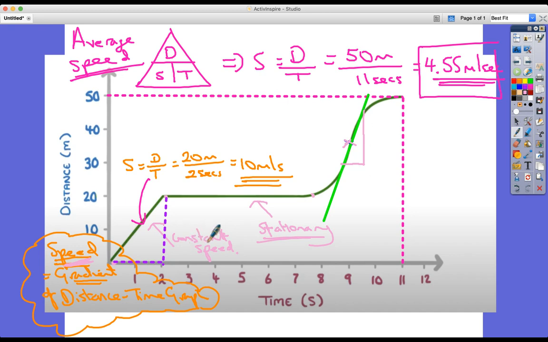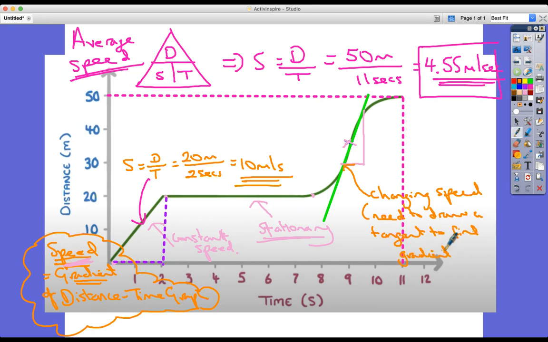When it comes to that, we would have to draw a tangent to the curve. A curvy line tells us that we've actually got changing speed. We need to draw a tangent to find the gradient. That is the speed. I hope that's nice and clear. They're the key features. That's how we would analyse a distance time graph.